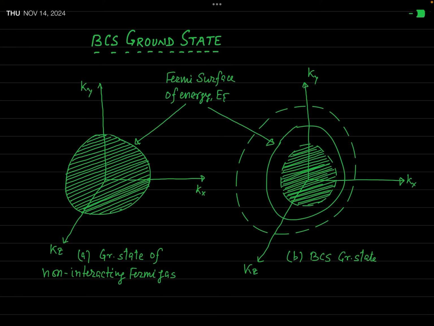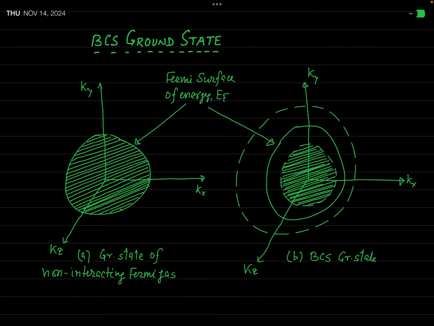And for this, let us see first of all this figure. In this figure, I have shown the ground state of non-interacting Fermi gas and the BCS ground state in 3 dimensions. The BCS ground state, which has been shown in this second figure, differs from the ground state of non-interacting Fermi gas, as you can see in this figure A.